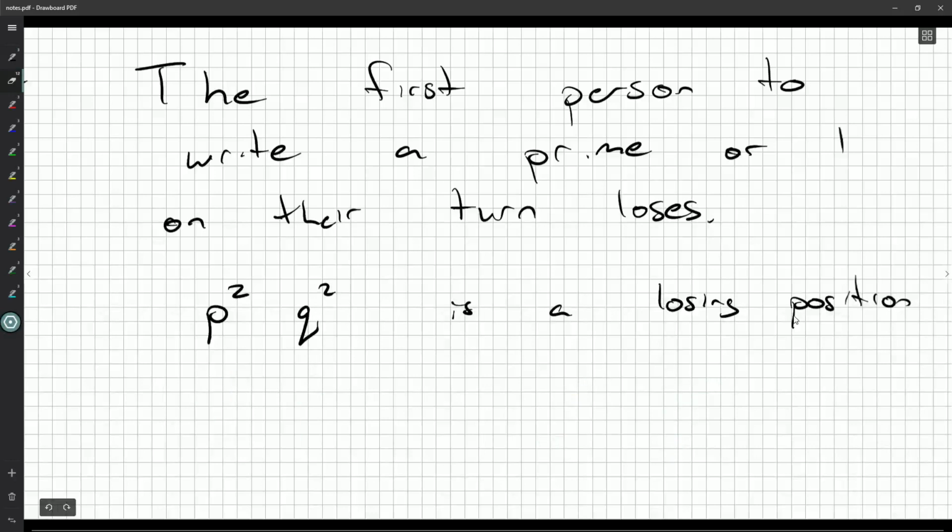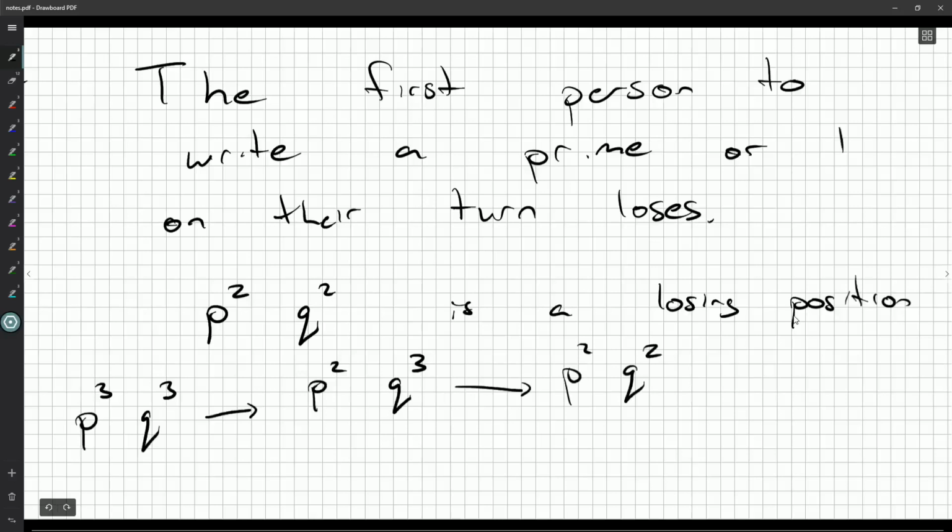So maybe Alphonse's strategy is, I don't know yet. So if I had P cubed, Q cubed, and I gave them P squared, Q cubed, because I definitely don't want to give them P Q cubed or 1 Q cubed. So if I gave them that, they don't want to give me... No, they would want to give me P squared, Q squared, which is a losing position. And so P cubed, Q cubed is a losing position.